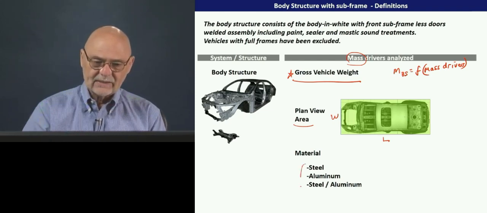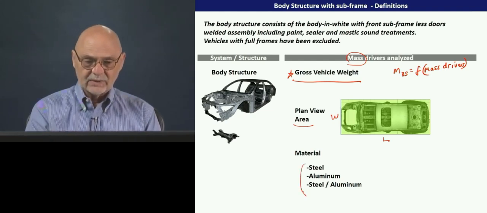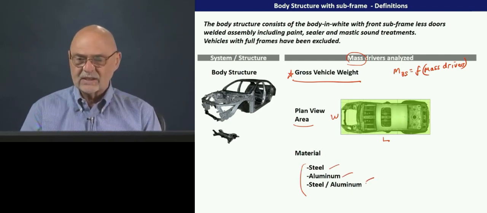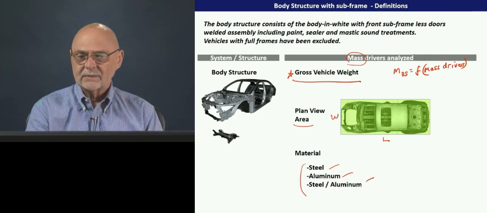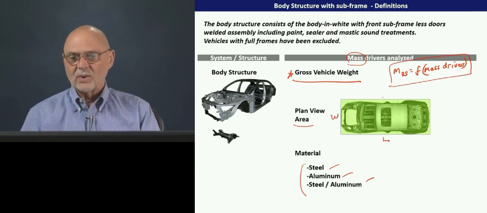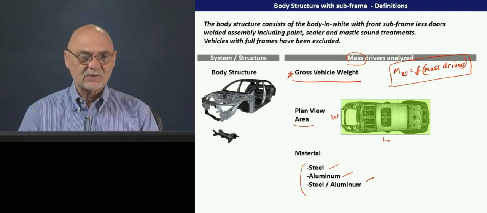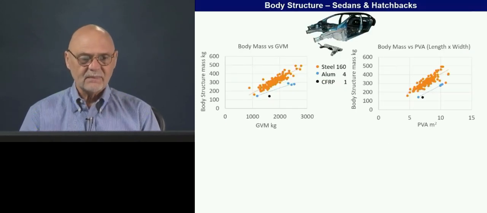And then we'll finally look at, as a mass driver, the material in these three categories. All steel, all aluminum, or this idea of mixed. And then we'll try to come up with an equation for the body structure mass as a function of these mass drivers. So here's what the data looks like.